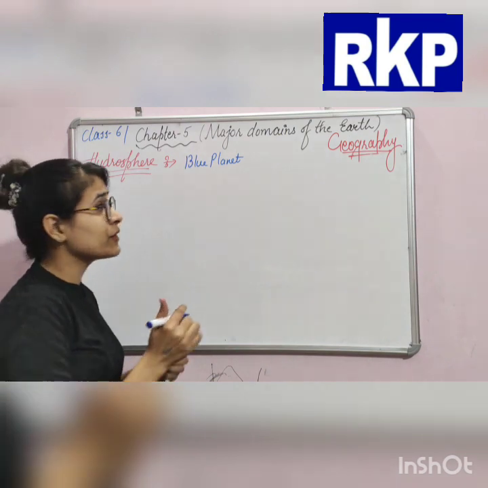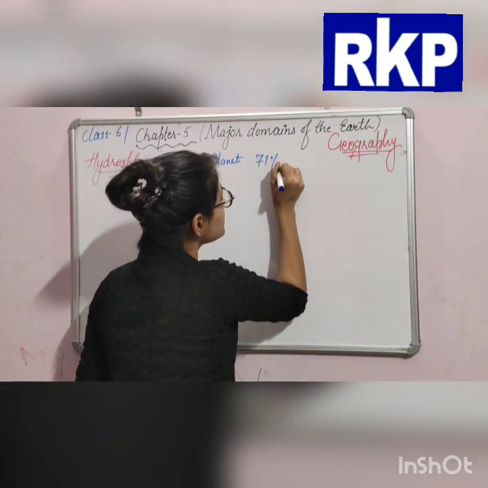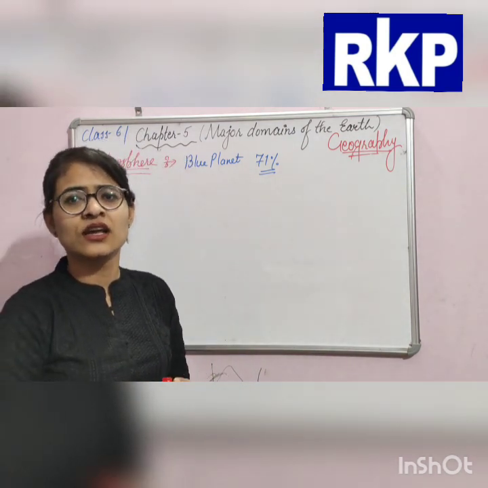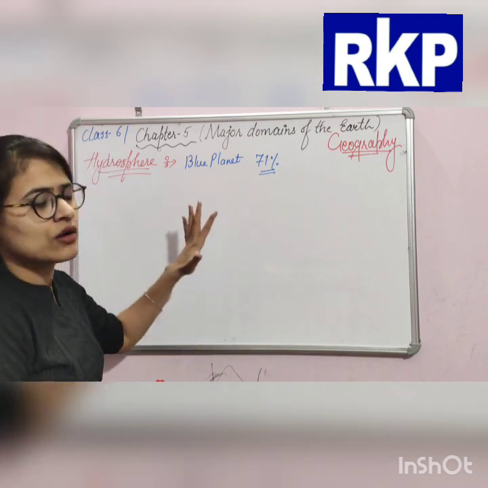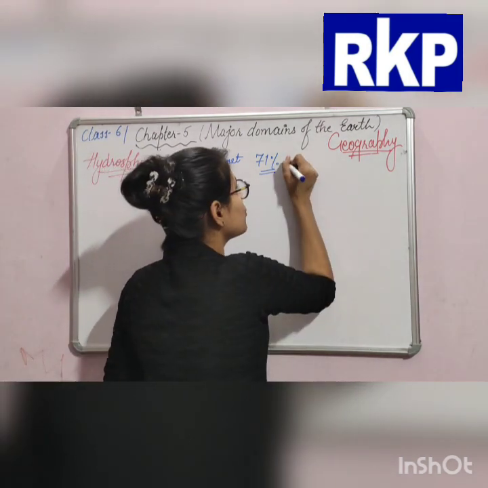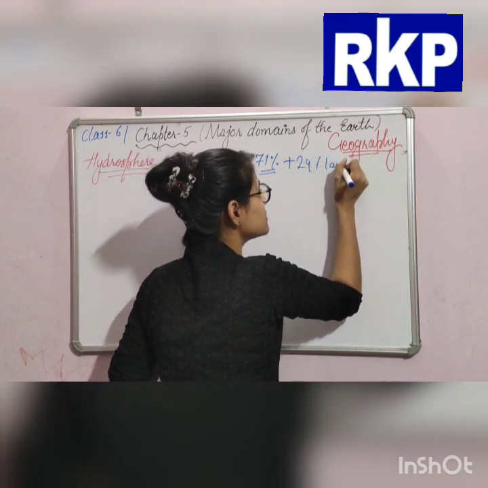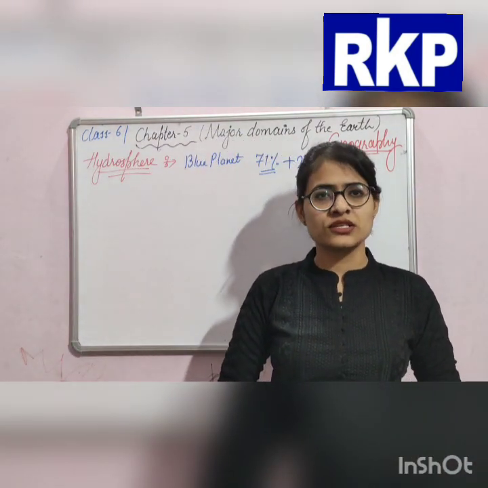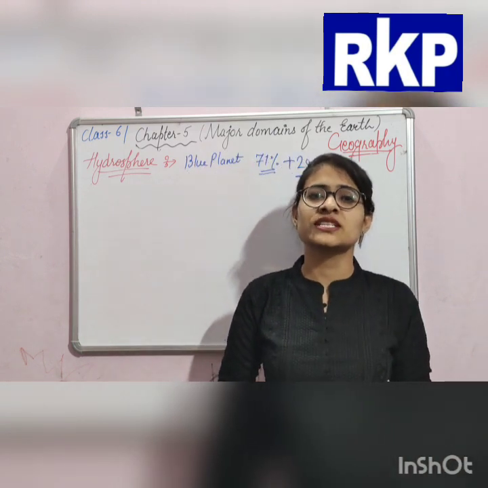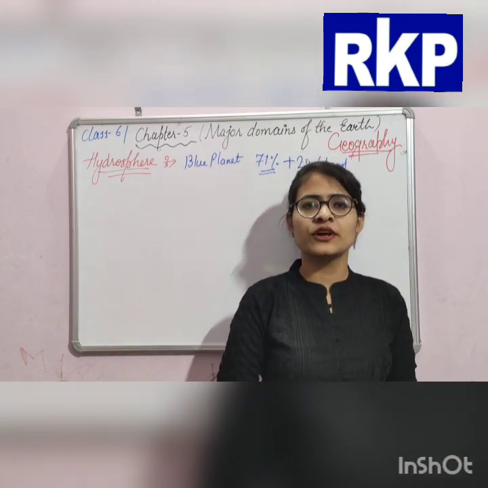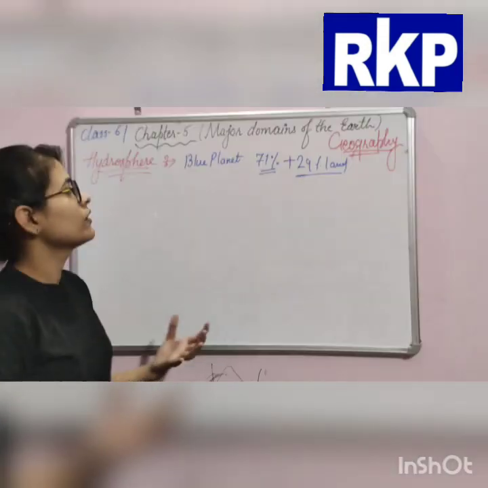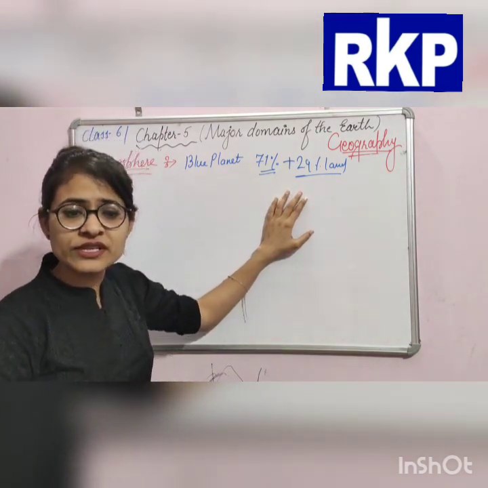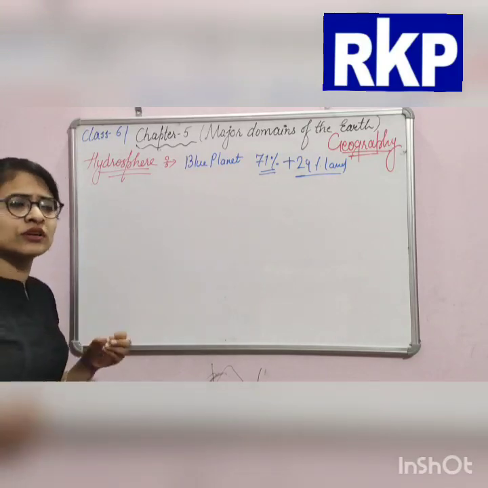Why is the Earth called the blue planet? It is called the blue planet because around three-fourths of the Earth is covered by water. We can say around 71% is water and 29% is land. The Earth is called a blue planet because its three-fourths part is covered by water.